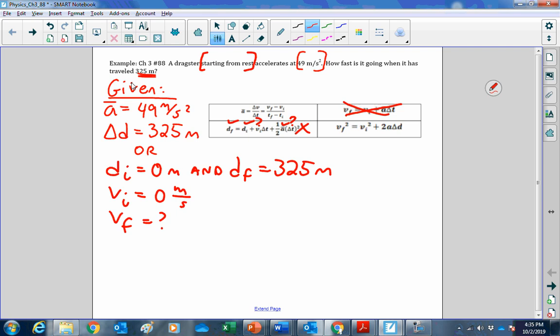Let's see. Don't know VF, but that's what I'm looking for. VI, I know, and A and delta D, I know. So that's a good equation to use, and that's the one I'm going to choose. So let's copy that one down, and then we will plug into that and solve for VF.